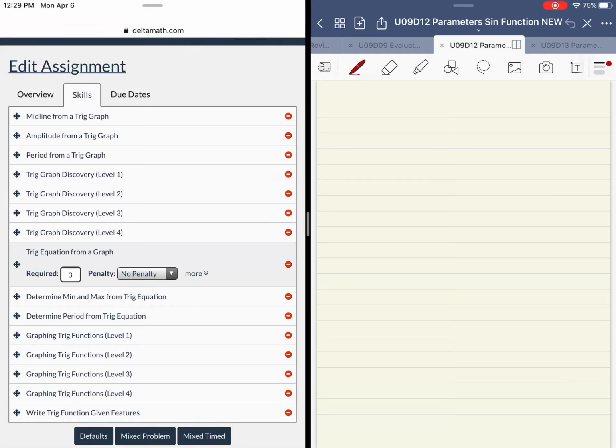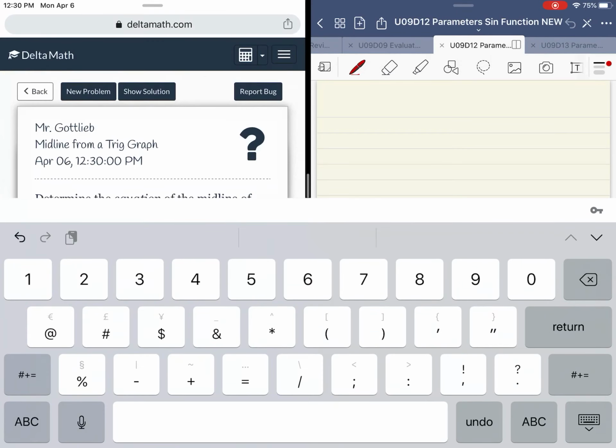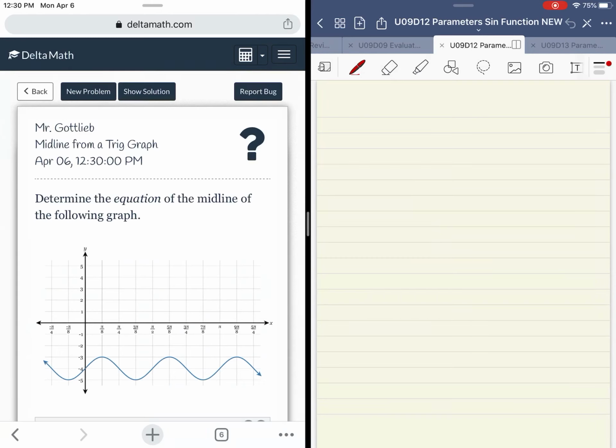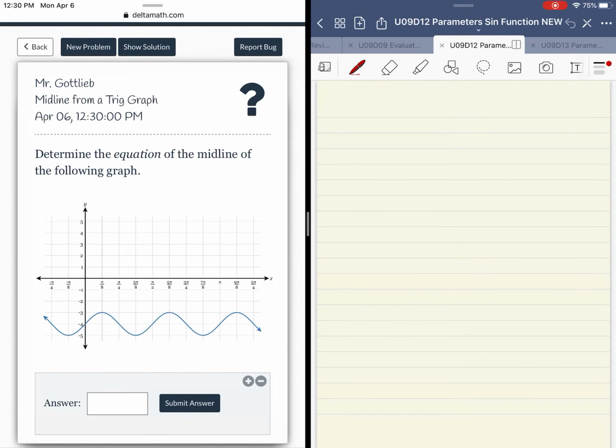A few of you were saying that you had some difficulties with the homework from Unit 9, Day 12 and 13. So I'm just going to go over one question from each topic and show it's not that crazy. So, the midline of a trig graph. It says determine the equation of the midline of the following graph.